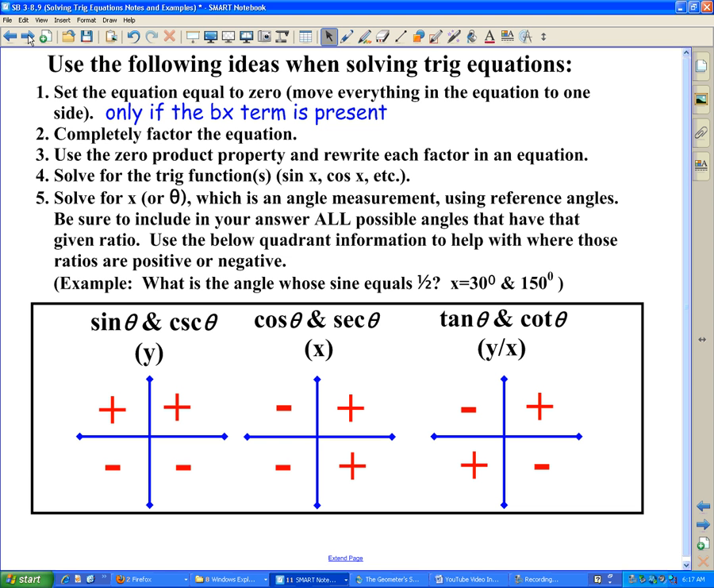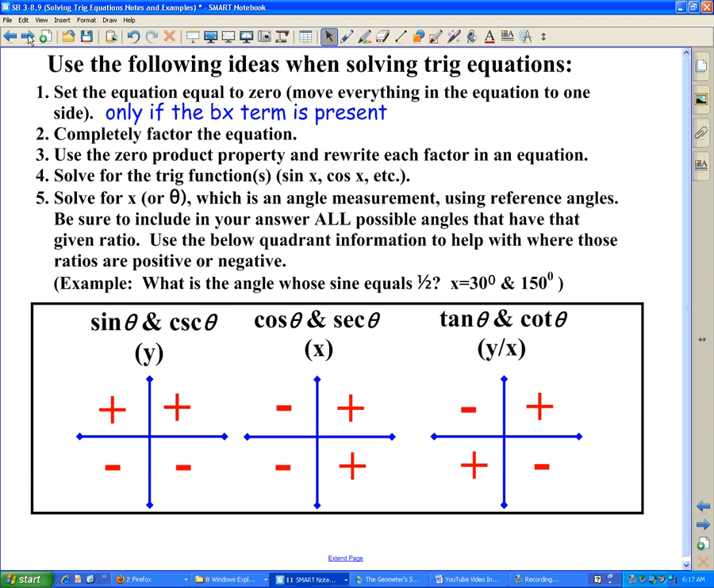Use the following ideas when solving trig equations. So here's some guidelines before we jump into these examples. Number 1, set the equation equal to 0. Well, if it's a linear equation with only an x, or there's an x squared but no x term, no x to the first term, then no. And so that's why I said only if the x term is present do you need to set it equal to 0. Anytime you have a quadratic, though, and there is also an x term, or a cubic or beyond, then we're definitely going to have to set it equal to 0.